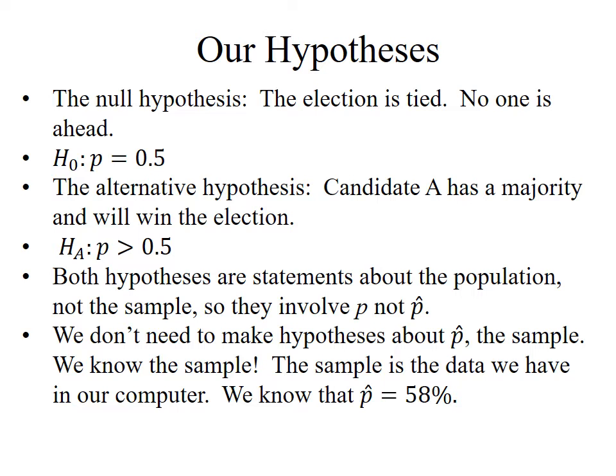I don't need to make any hypotheses about P hat because P hat is the sample proportion. I know what the sample is. The sample is the data we have in our computer. We're studying it. In this case, we know precisely and exactly what p hat is. P hat is 0.58, 58%. I don't need to hypothesize about that. That's why the null and alternative hypotheses are always about the population, P without the hats.